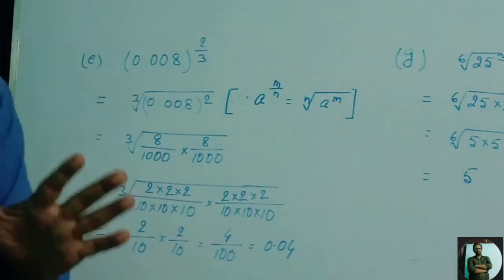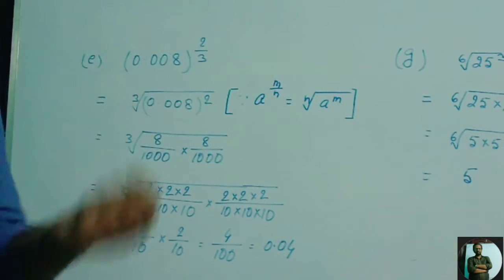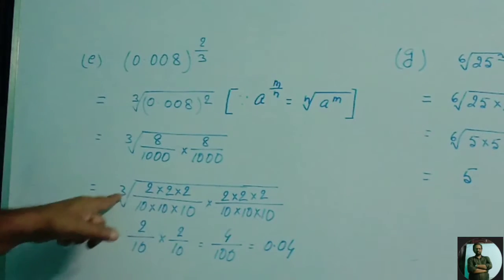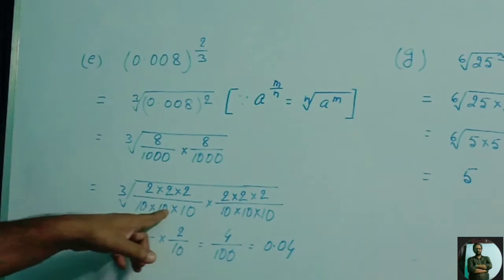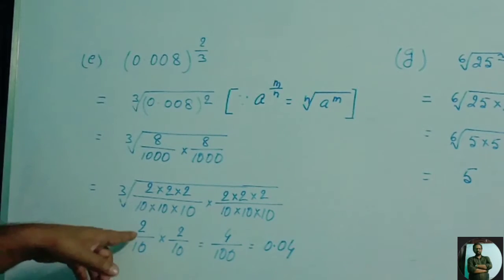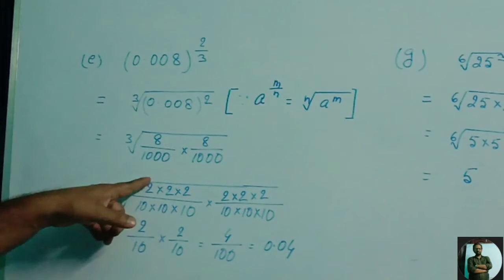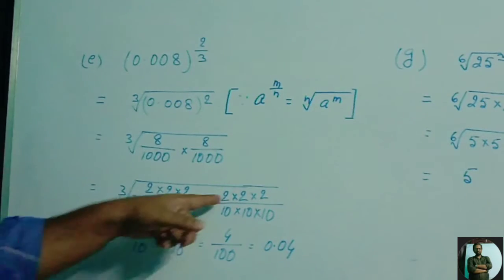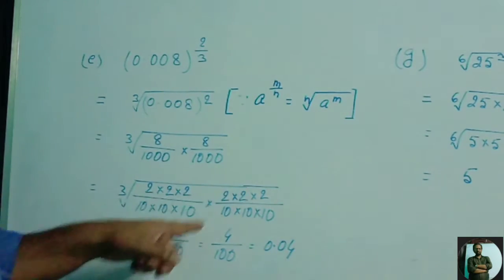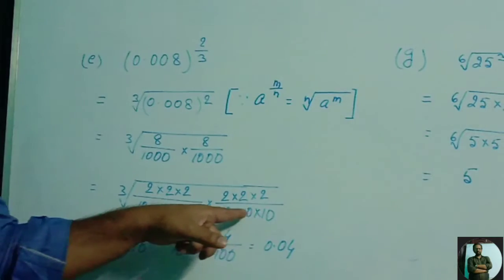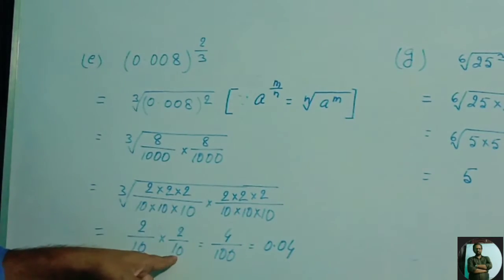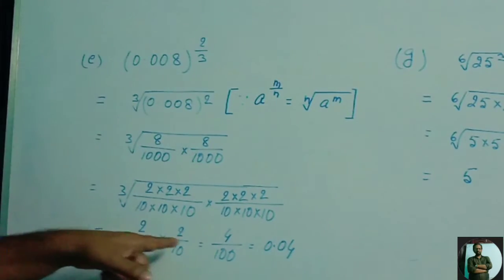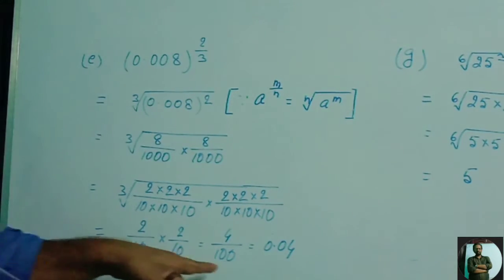This is the cube root. So the rule says, out of 3 equal factors, 1 will be taken out. Out of these three 2s, one 2 I have taken out from this cube root. Out of these three 10s, one 10 I have taken out from this cube root. So this simplification became 2 by 10. Similarly, this is also under the cube root, so out of these three 2s I have taken out one 2, and out of these three 10s one 10. So this also became 2 by 10. Now we multiply these two. 2 into 2 equals 4, 10 into 10 equals 100.